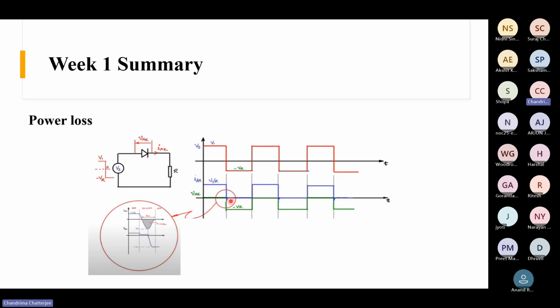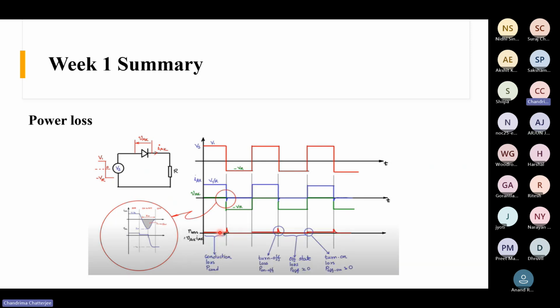For the voltage across the diode, when it was conducting the current, there was a very small voltage drop VAK, as I already explained during the conduction loss calculation. After the reverse recovery is done, it starts blocking the reverse voltage because the voltage is negative. When the voltage becomes positive, it starts conducting again with a very small voltage drop. This pattern is repeated. If we see the power loss, there is some power loss during conduction, and then some power loss during the reverse recovery, as I showed you in the earlier slide.